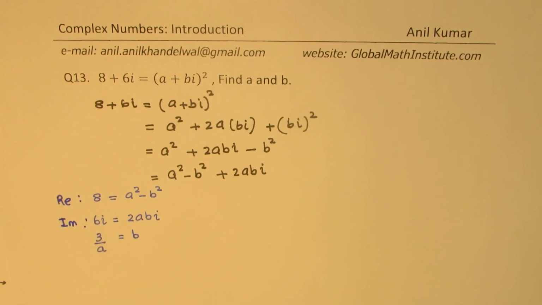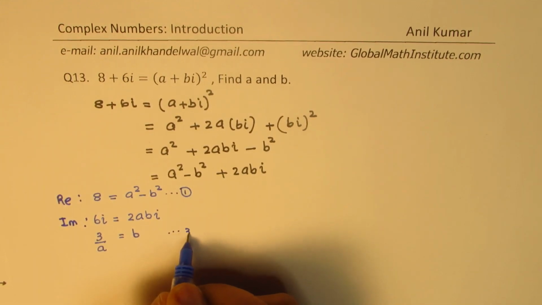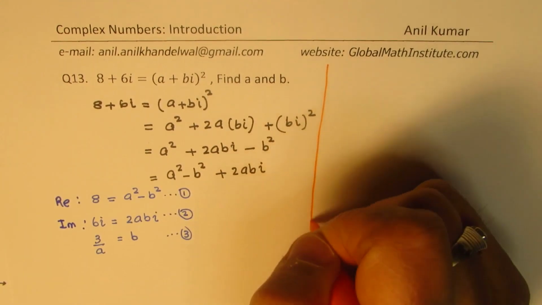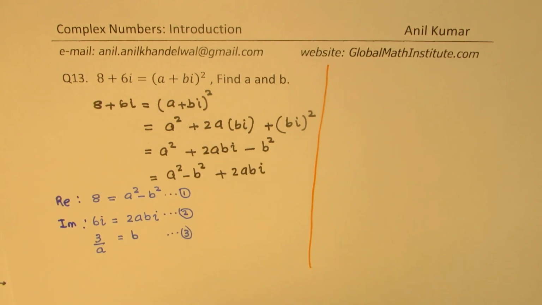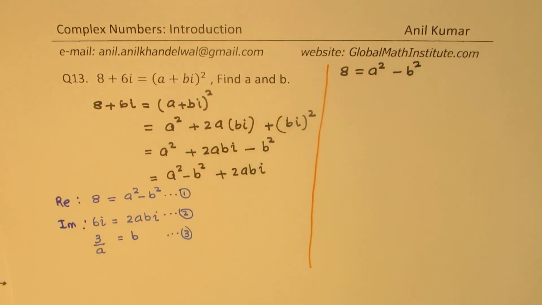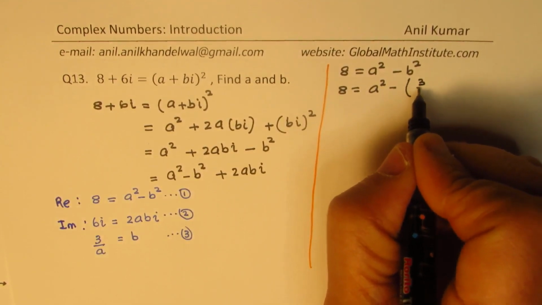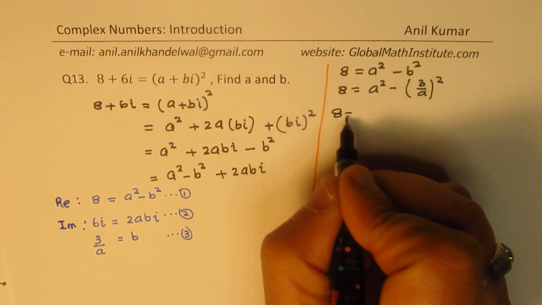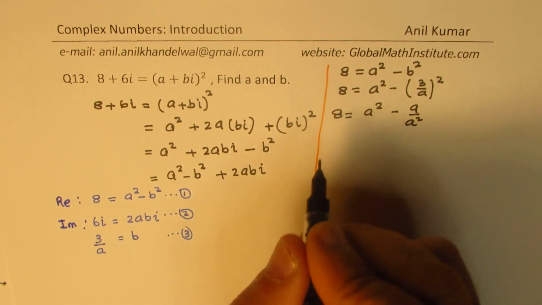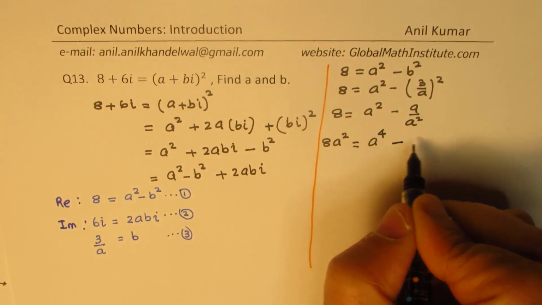Substituting b equals 3 over a in our first equation, we should be in a position to solve, right? Let's say this is equation 1 and that is equation 3 for us. We'll term this as equation 2. Now let's try to solve. So we have 8 equals a square minus b square, and b is 3 over a. So 8 equals a square minus 3 over a whole square. So 8 equals a square minus 9 over a square. Multiplying with a square, we get 8a square equals a to the power of 4 minus 9.